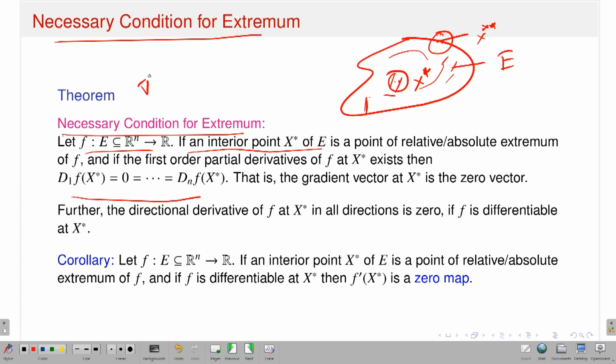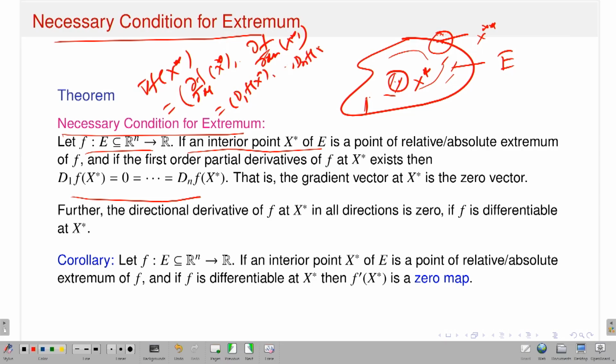If you remember what the gradient vector of f at the point x star is, I did it in my earlier lecture. This is actually del f del x1 at the point x star up to del f del xn at the point x star, or in other words d1 f x star up to dn f x star. Now, all of them are 0. So, therefore, the gradient vector is a 0 vector.